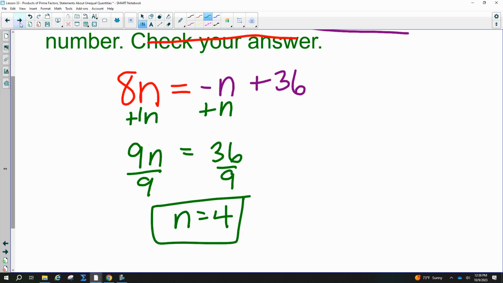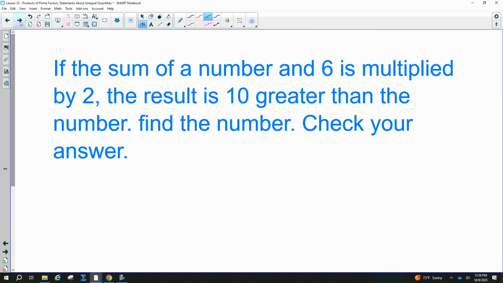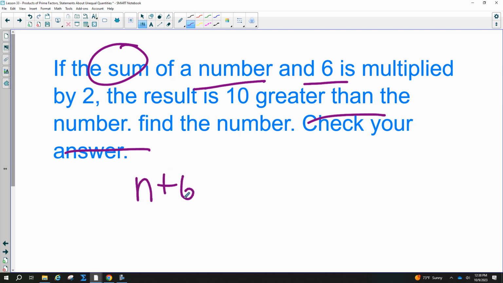All right. If the sum of a number and 6 is multiplied by 2, the result is 10 greater than the number. Find the number. Don't check your answer. All right. Sum of a number and 6. What should we put for that, everyone? Yeah, 6 plus n, is multiplied by 2. That means that entire thing is multiplied by 2. I like to put the 2 in the front. It can go in the back as well, okay?